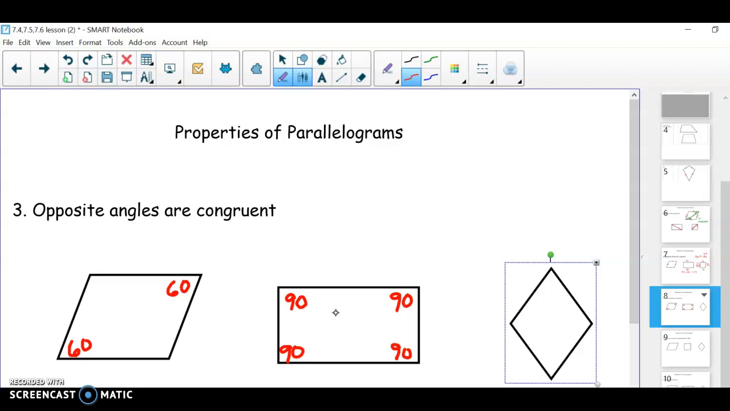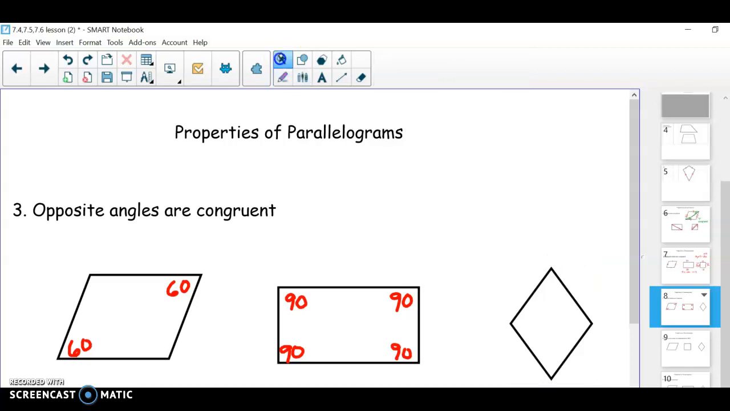So because rhombuses are also parallelograms, then obviously their opposite angles are going to be congruent too. So like if this angle here is 40 degrees, then this one over here would be 40 degrees. All right. So anytime we have rhombuses or rectangles, they are parallelograms. So all of these 5 properties that we are going over today are also true about them.